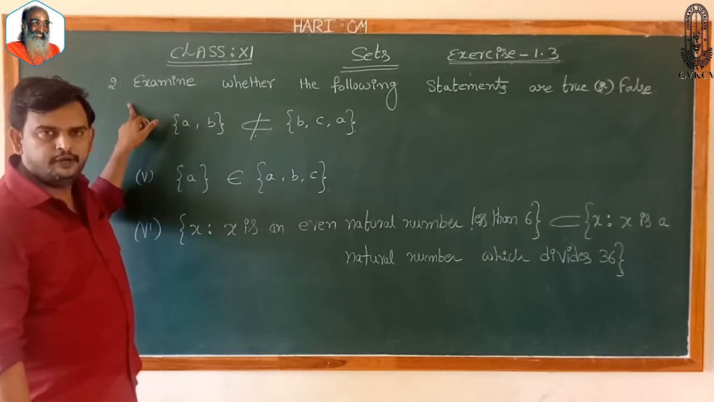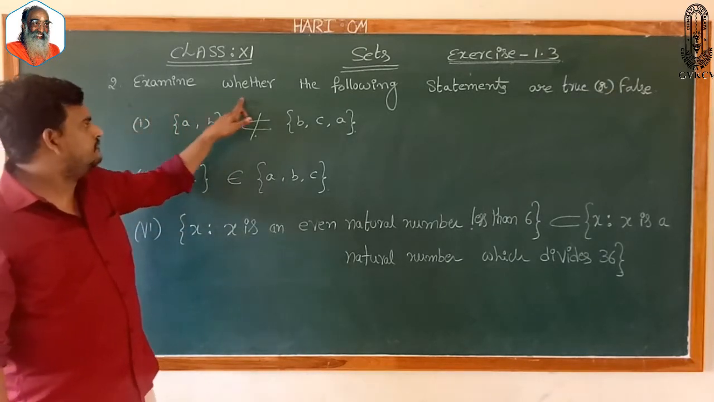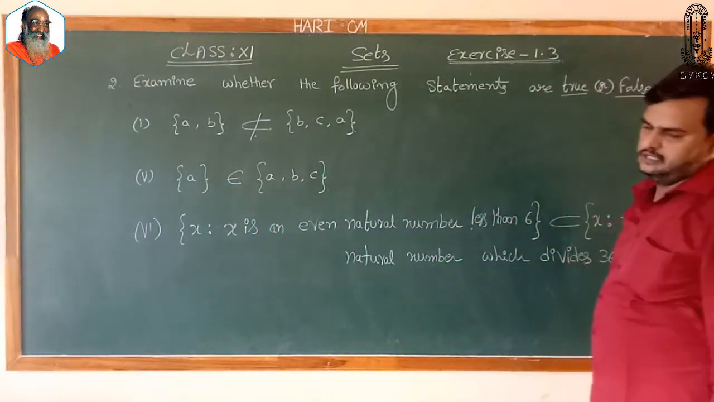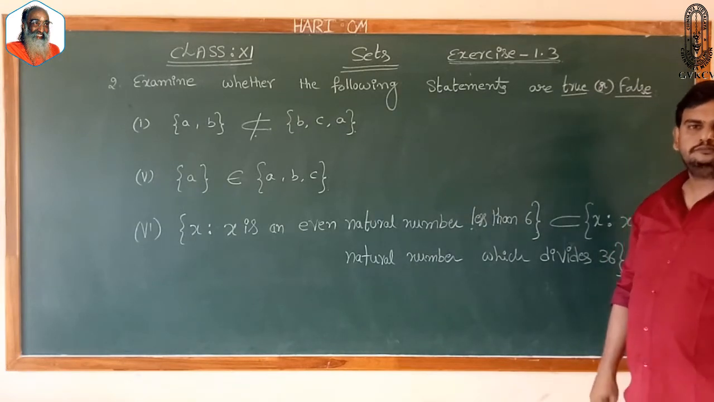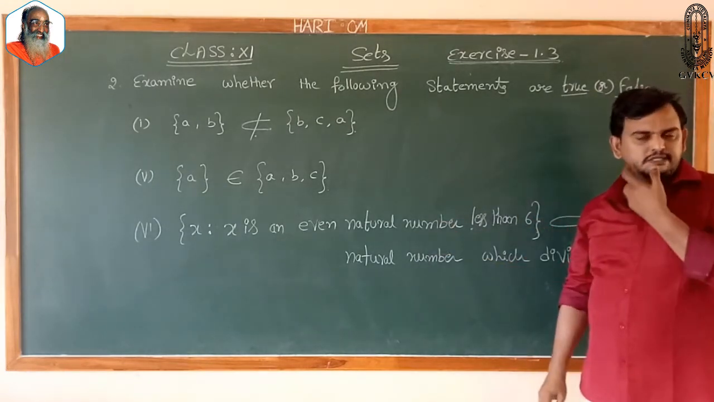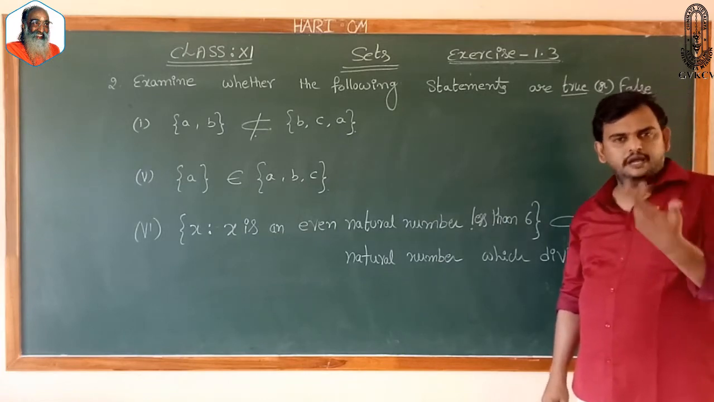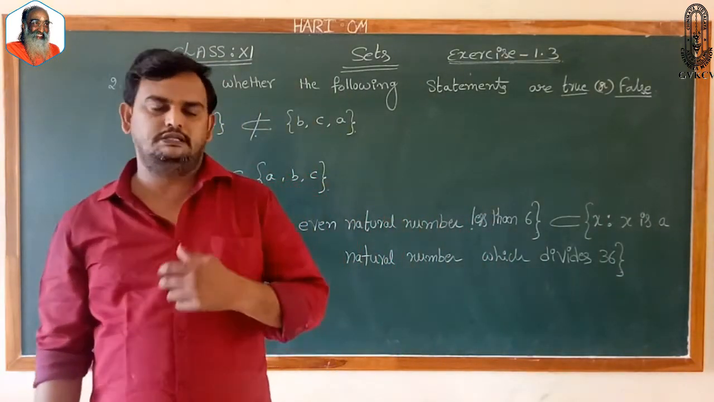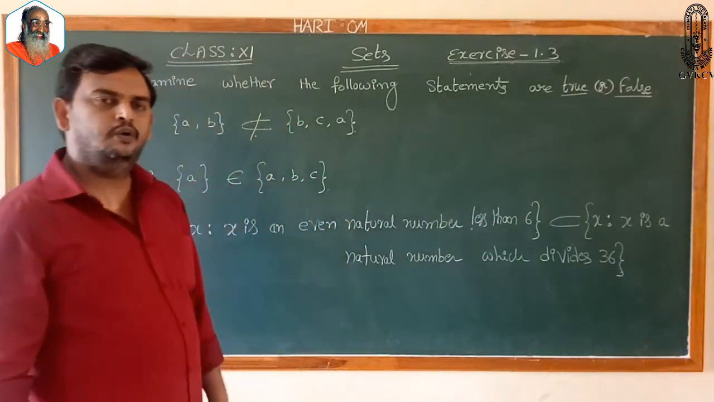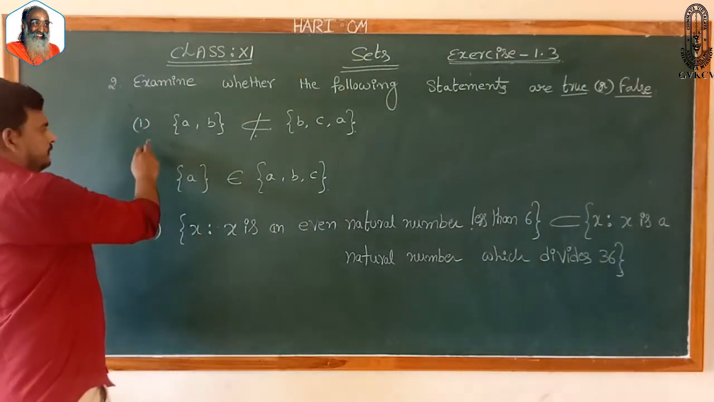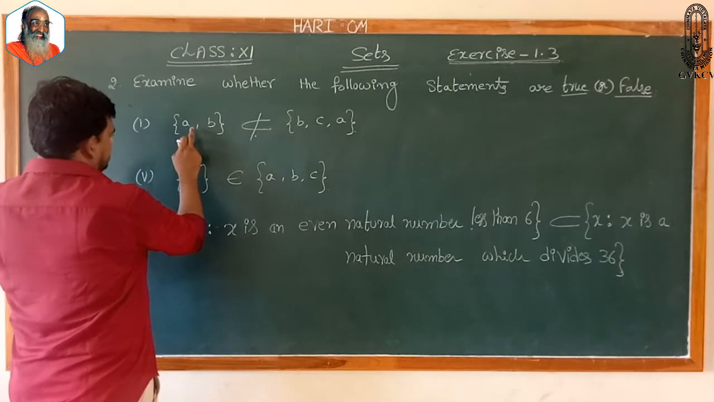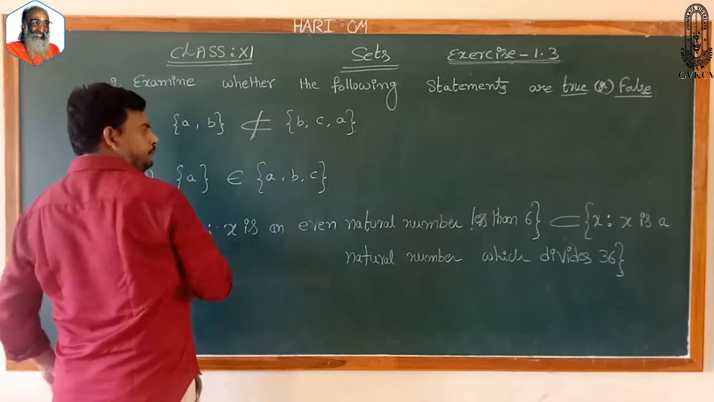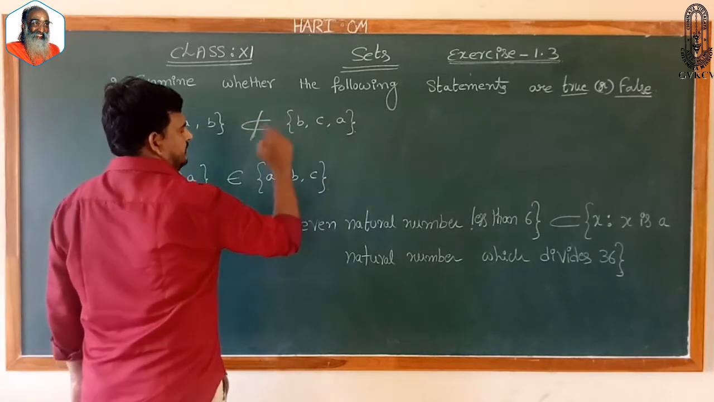Here we have Roman number 2. Examine whether the following statements are true or false. Here they have given some statements, and we need to identify whether the statements are true or false. Let us see how to identify. The first one is given: set {a, b} is not a subset of set {b, c, a}.